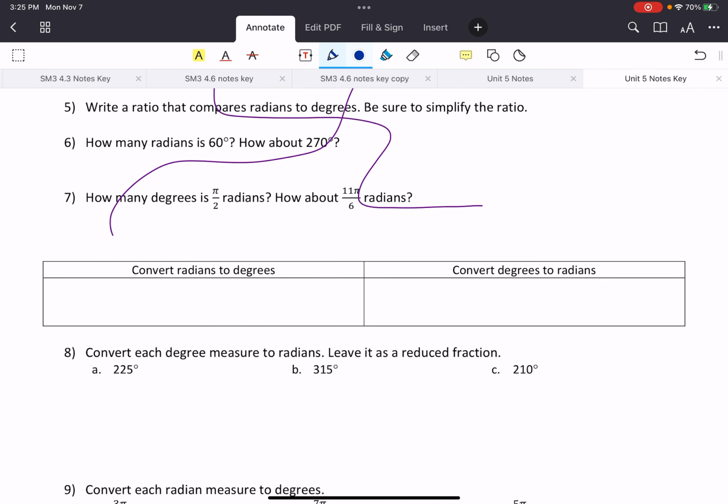So if we're converting something from radians to degrees, we want to put what we want on top, 360 degrees. What we're getting rid of on bottom, 2 pi radians. From degrees to radians, we want what we're becoming on top, 2 pi radians. And what we're getting rid of on the bottom, degrees, 360 degrees.